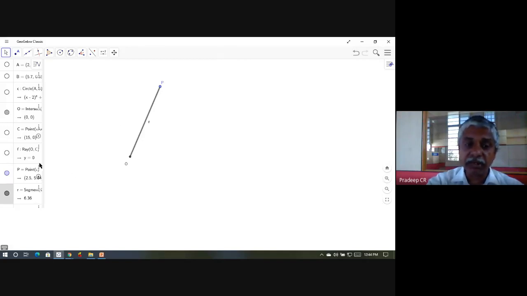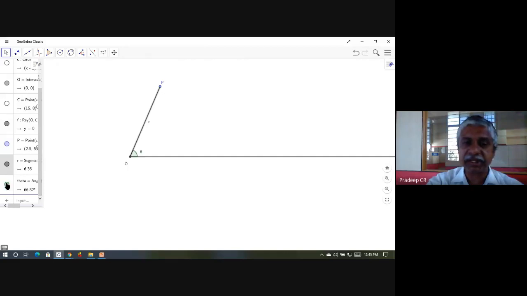So what I have to tell you is, I also have this ray. So if I tell you this angle, apart from this distance, then I will have very precisely mentioned what that point P is. That means I have to tell you two numbers. One is how far P is from O, and then what is this angle with respect to this arbitrarily fixed line. In this case, I have taken the positive x-axis. So with respect to the positive x-axis, what is the angle?